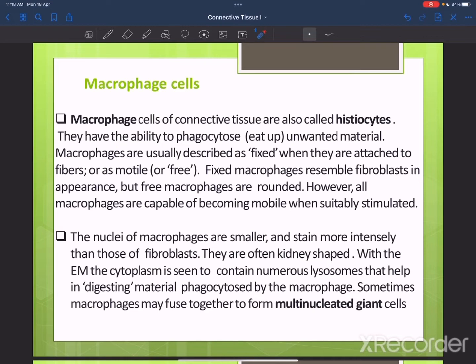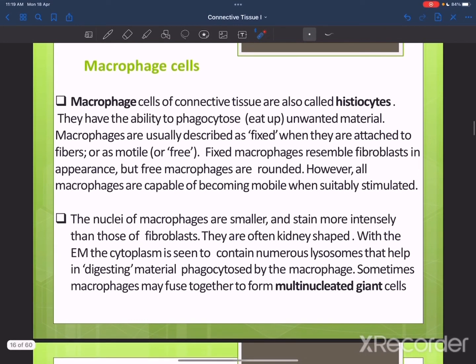Regarding the fixed macrophages, these resemble the fibroblasts in appearance, but free macrophages do not. However, all macrophages are capable of becoming mobile during stimulation by antigens or bacteria or any foreign body. The nuclei of macrophages are smaller and stain more intensely than those of the fibroblasts. They are often kidney-shaped. With the electron microscope, the cytoplasm is seen to contain numerous lysosomes that help in digesting material phagocytosed by the macrophages. Sometimes macrophages may fuse together to form a multinucleated giant cell.